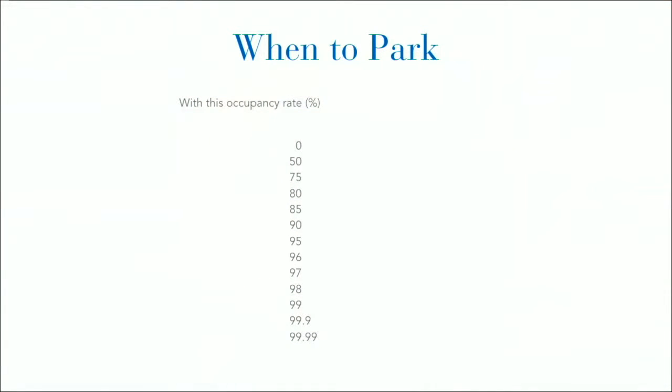So it turns out that the optimal stopping point depends entirely on what's called the occupancy rate, or what percentage of the spots in that area are filled. And we provide a handy table. You can cut it out and paste it on your steering wheel, your dashboard.